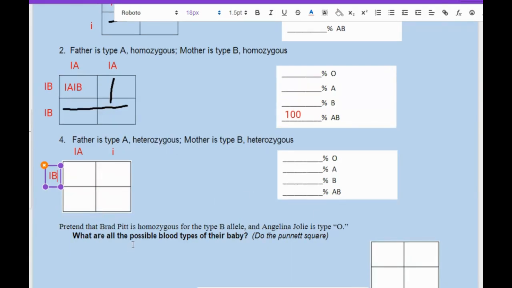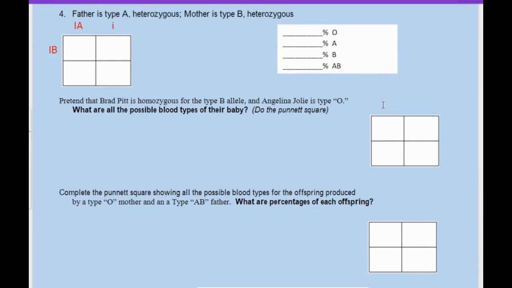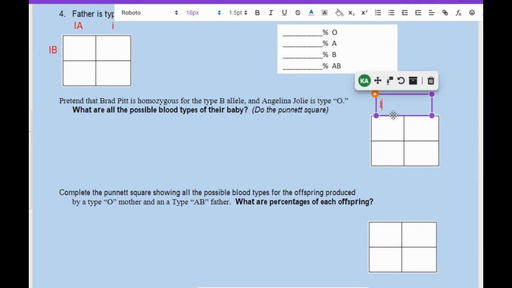Pretend that Brad Pitt is homozygous for type B and Angelina Jolie. They're married. I don't know if they're still married, but they used to be married. What are all the possible blood types of their babies? All right, so we'll put Brad Pitt on the top. He's homozygous type B, big I^B, and he's homozygous, so he's going to have another B allele, big I^B.